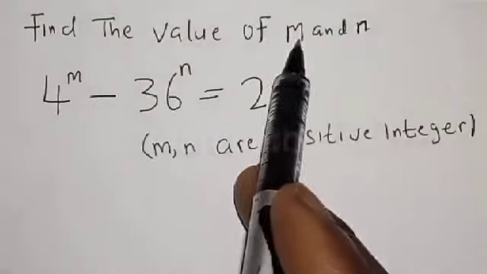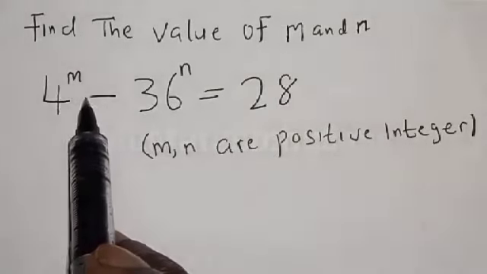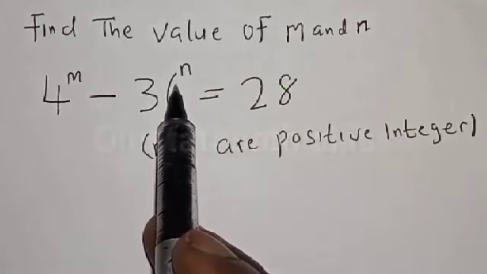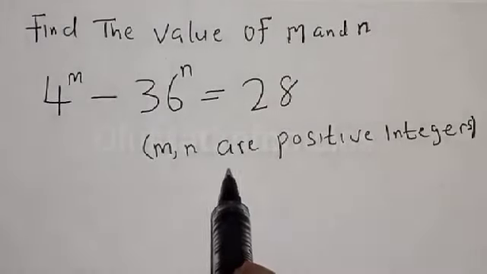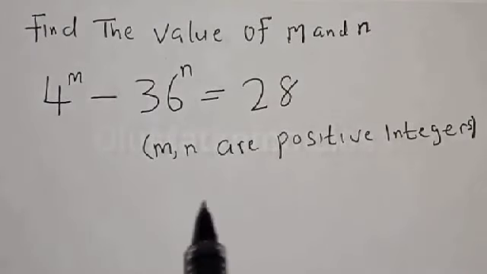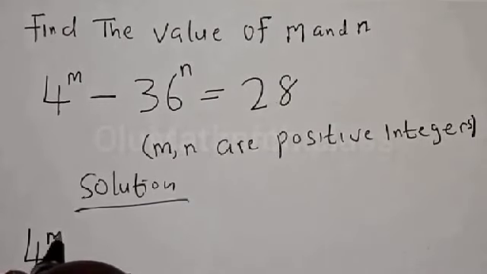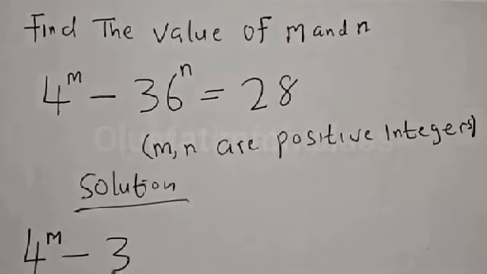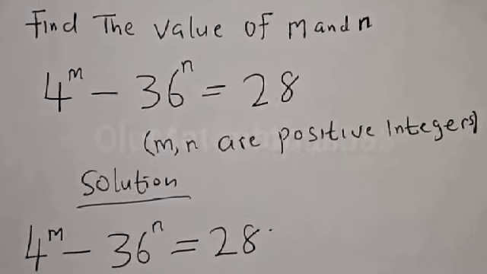Find the value of m and n. 4 raised to power m minus 36 raised to power n is equal to 28, where m and n are positive integers. We have the given equation 4 raised to power m minus 36 raised to power n is equal to 28.